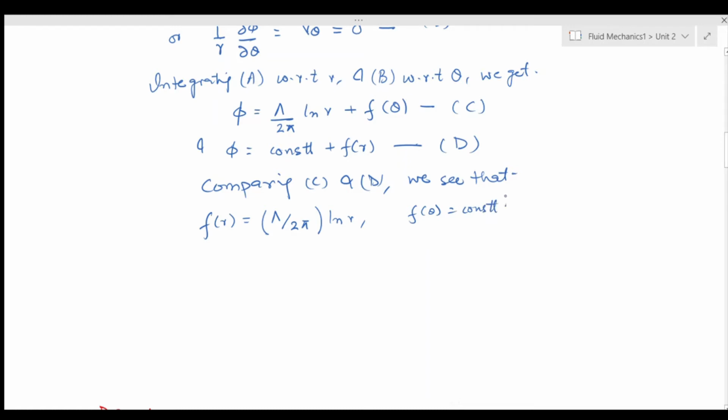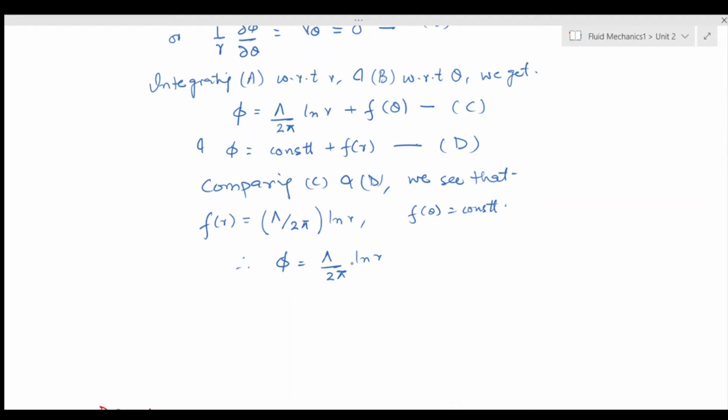And just like we talked about before, for velocities we are actually interested in the derivative of phi, and whenever you find the derivative of a constant it comes out to be 0. Therefore we can consider our phi to be equal to lambda divided by 2 pi ln r. This is going to be my phi.